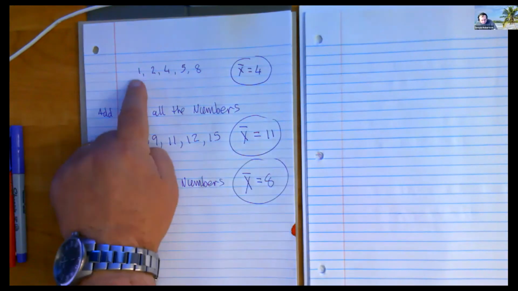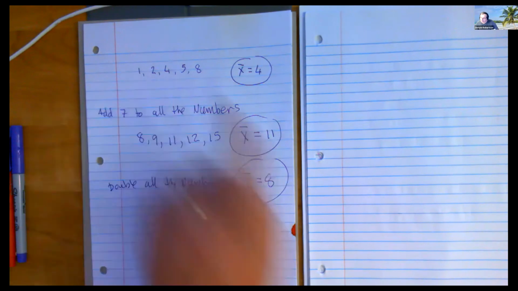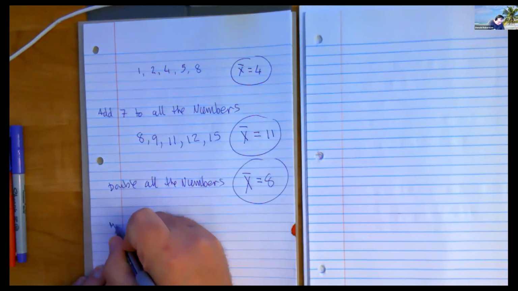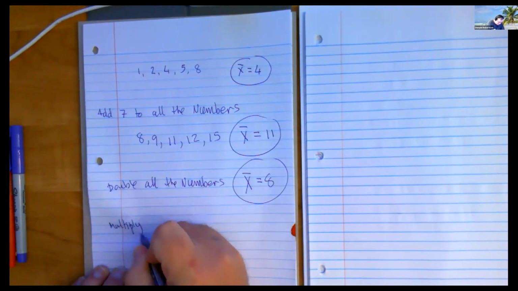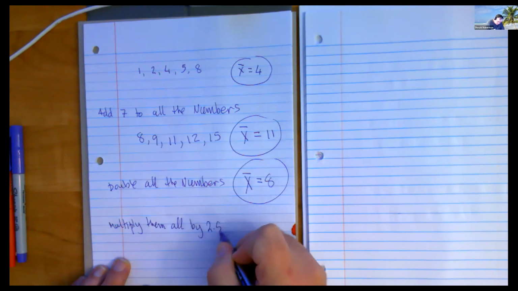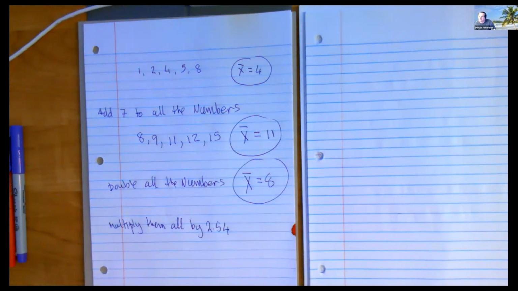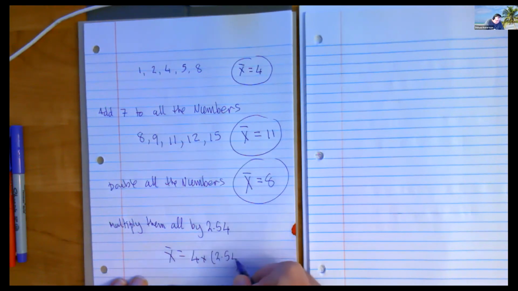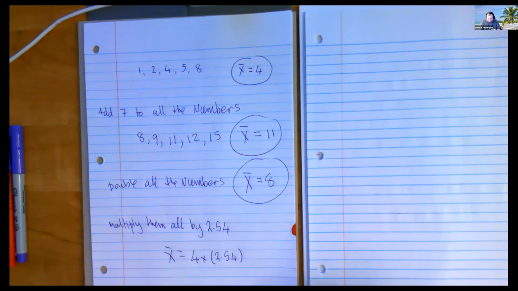And can you imagine that all this data here was inches? And they decided to multiply them by 2.54. It seems a reasonably weird number to multiply things by. Wouldn't the new mean just be 4 times 2.54? And that's something I'm going to do on the calculator. And the answer is 10.16.